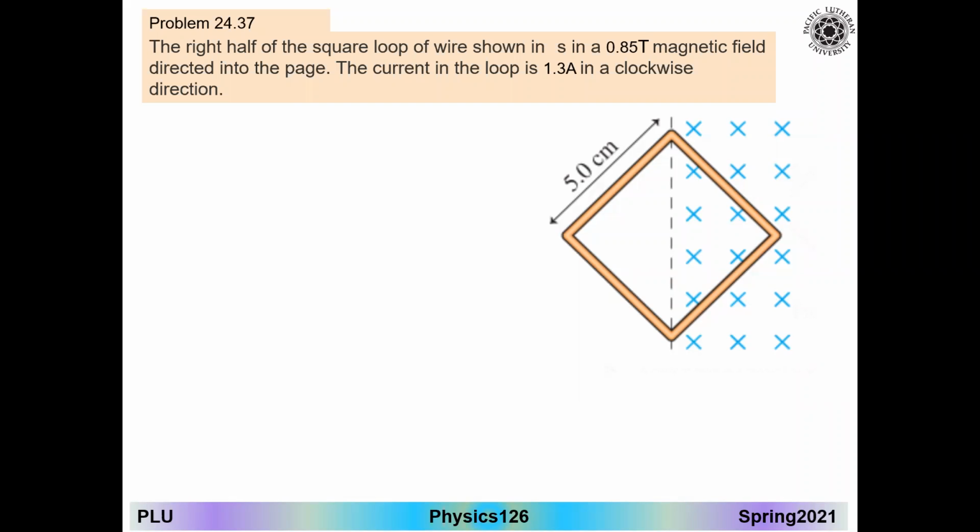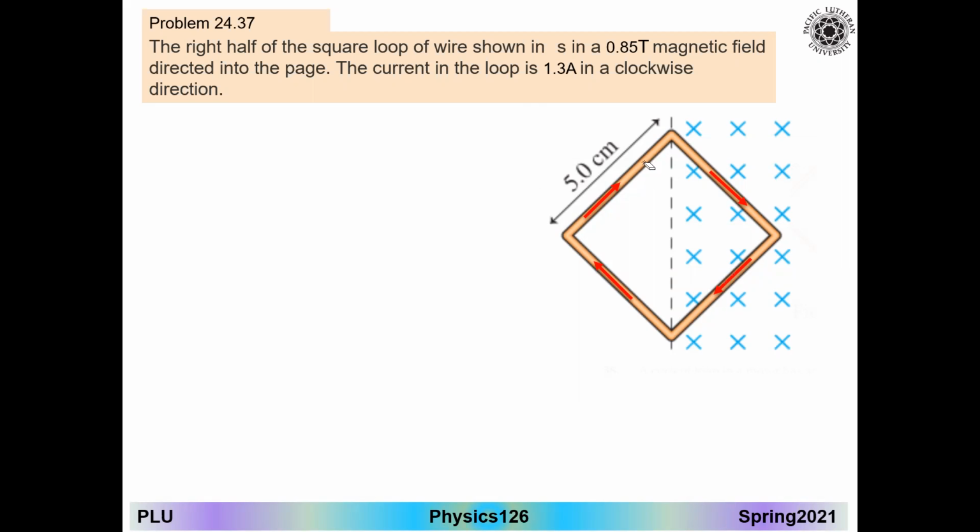Hello, here is the solution for problem 24.37, in which we have a loop with half of it located inside the magnetic field, and they ask you to find the magnetic force on it. We listed this one in the PowerPoint previously, but the starting point is that the current goes through the loop, and we select the directions.